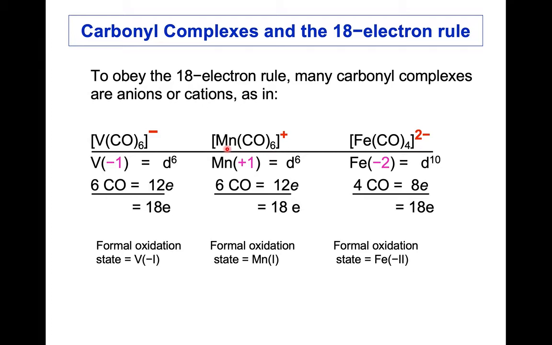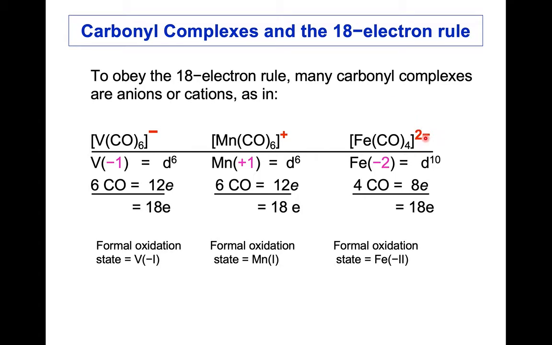Here we have manganese. The whole complex has a plus charge. The carbon monoxides are neutral, and therefore this is manganese +1. Manganese +1 is also a d6 metal. Plus 6 CO ligands, that's 12 electrons. 6 plus 12 gives us 18 electrons. Again, formal oxidation state of manganese now is +1.